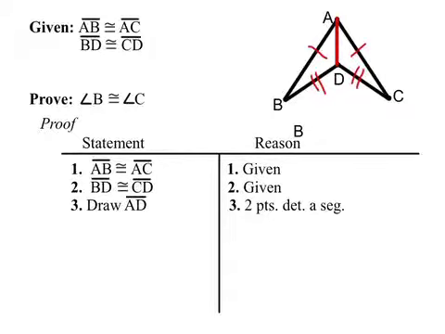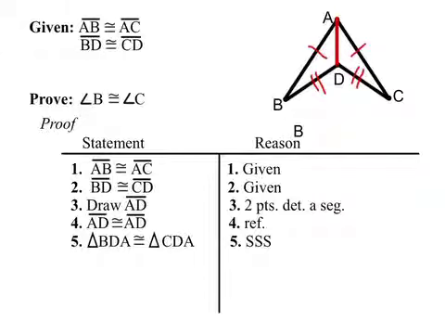And now we have 2 triangles. And each triangle already has 2 pairs of sides proved congruent. And if we state that AD is congruent to itself by the reflexive property, we have 2 triangles where we've shown that all 3 pairs of corresponding sides are congruent. So we can state that the triangles are congruent by side, side, side, and therefore angle B is congruent to angle C by corresponding parts of congruent triangles are congruent.